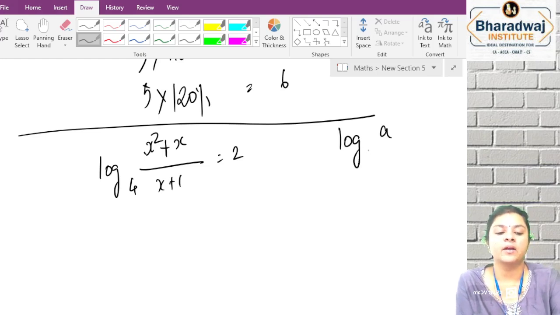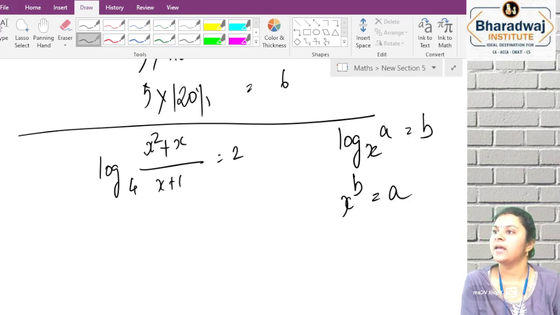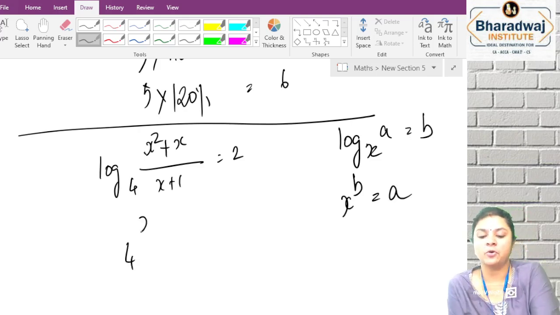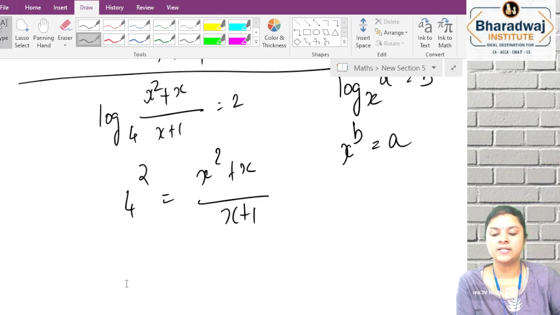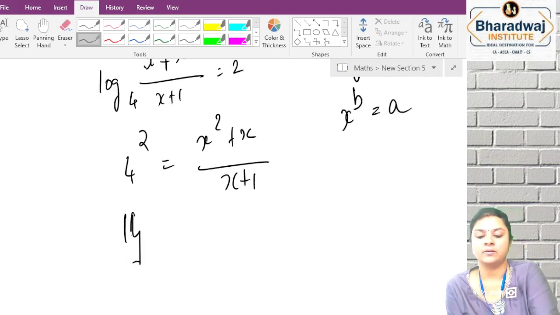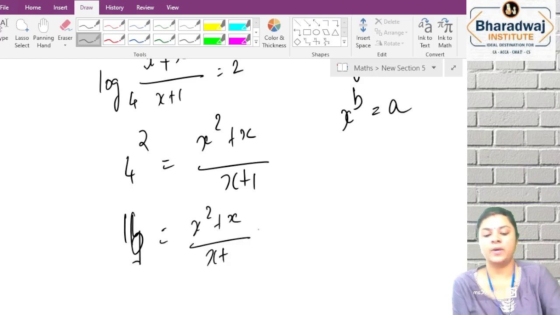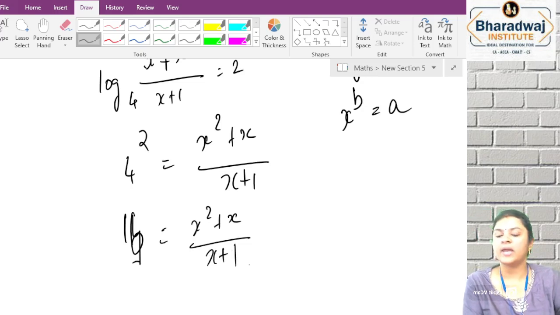Log a to the base x, if it is equal to b, then I can write it as x to the power b equals a. Correct? So I can write 4 square equals x square plus x divided by x plus 1. So 16 equals x square plus x divided by x plus 1. Okay. Now at this stage you can substitute and check for your answer.